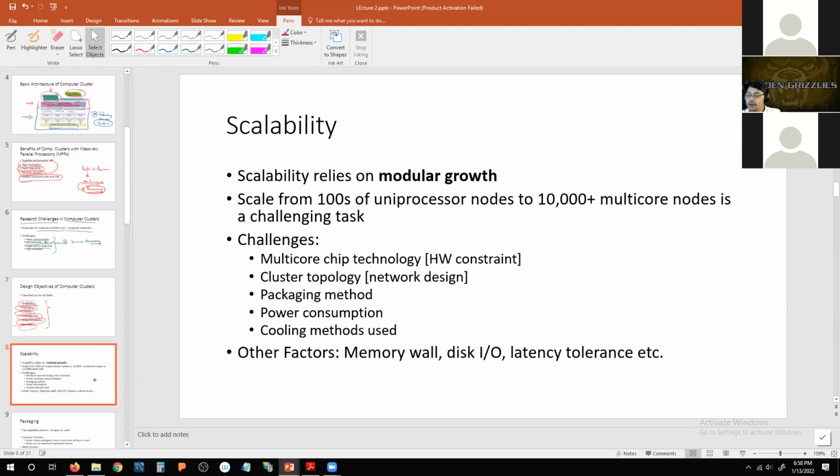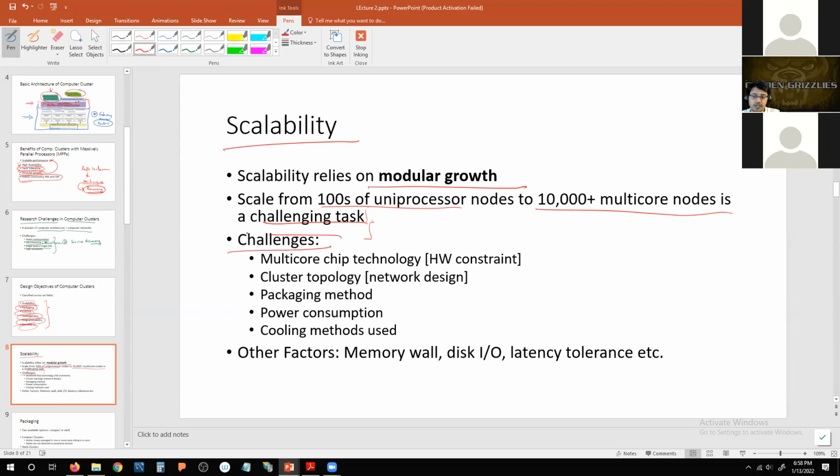So the first one is scalability. Scalability basically relies on modular growth. I'm not going to keep on harping about scalability again and again. You get the whole idea. Scalability is still a non-trivial task. If you're taking 100 uniprocessor nodes and trying to scale up to 10,000 plus multi-core nodes, the whole development of that architecture is very challenging. You have to keep that in mind.